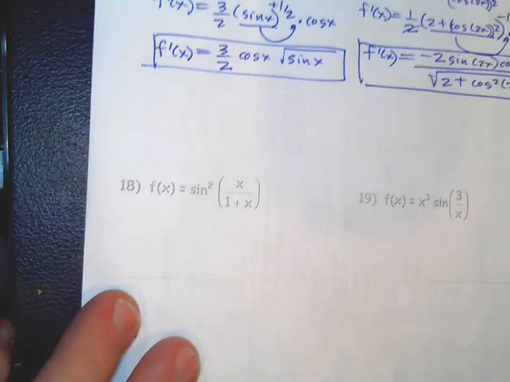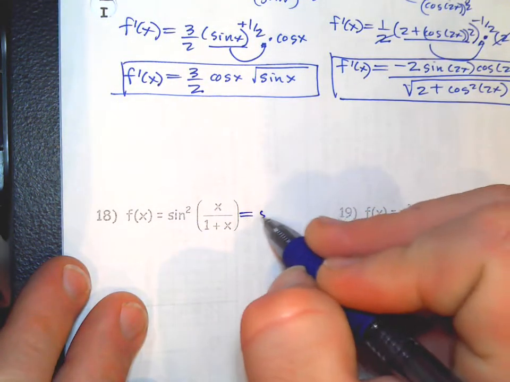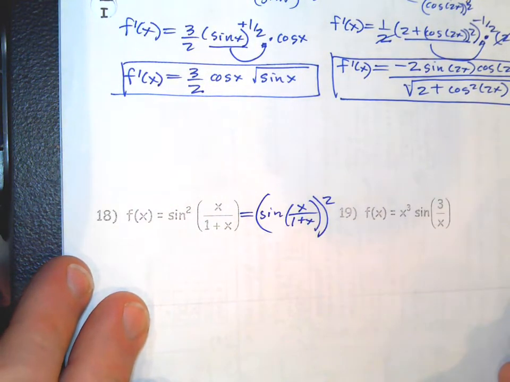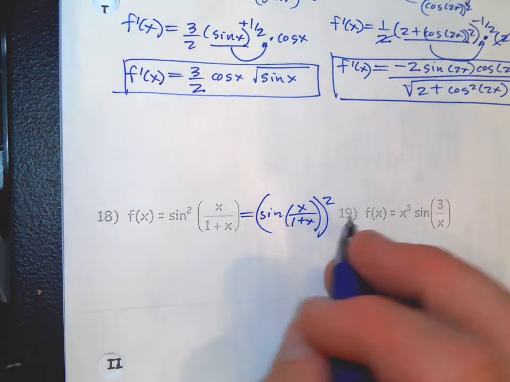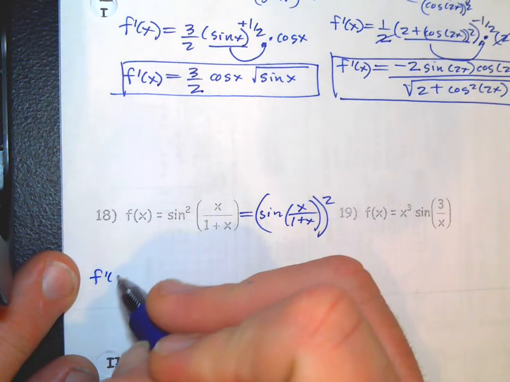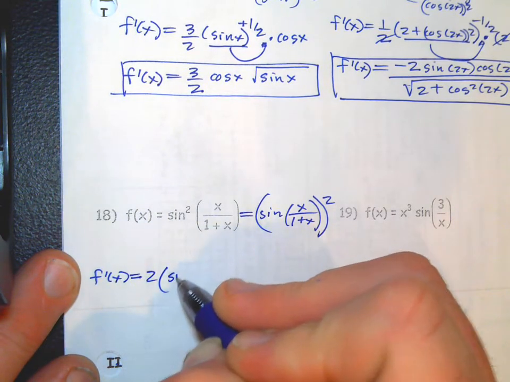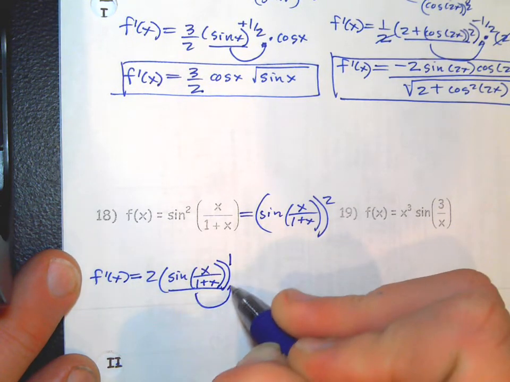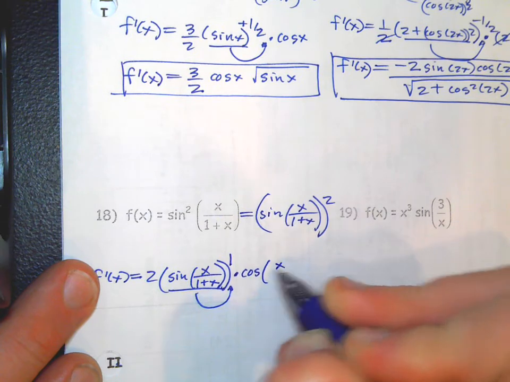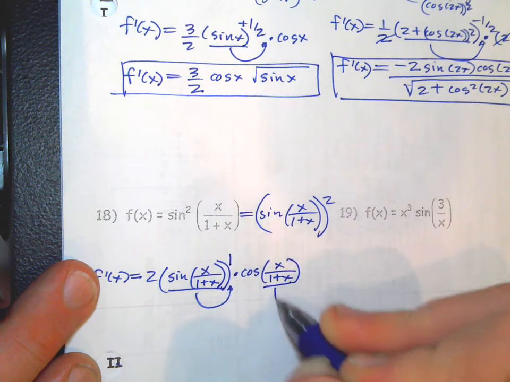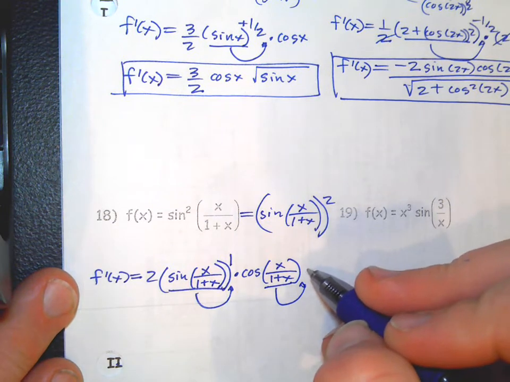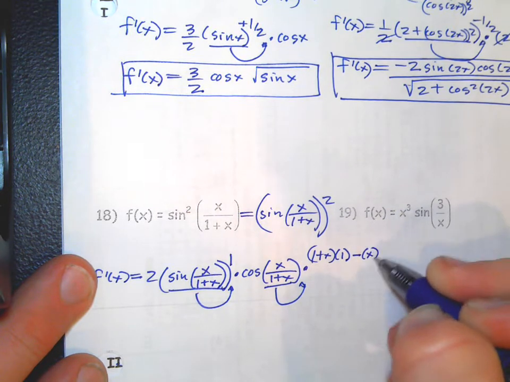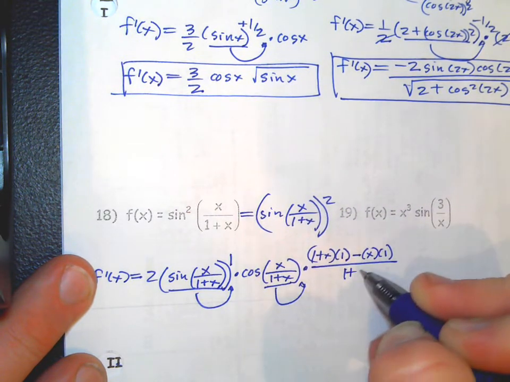Okay, this one I would rewrite as sine of x over 1 plus x, all squared. So squared is the most outer function. So f prime of x equals 2 times sine of x over 1 plus x to the first power, and then the derivative of what's inside here is going to be cosine, and the inside stays the same. And then the inside of this, the next step is going to be quotient rule, so it's going to be low d high minus high d low all over low squared.